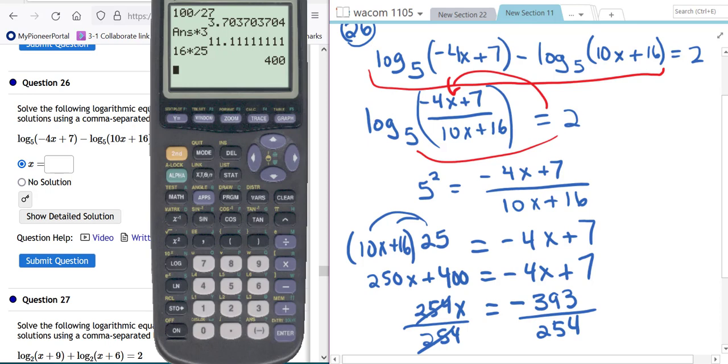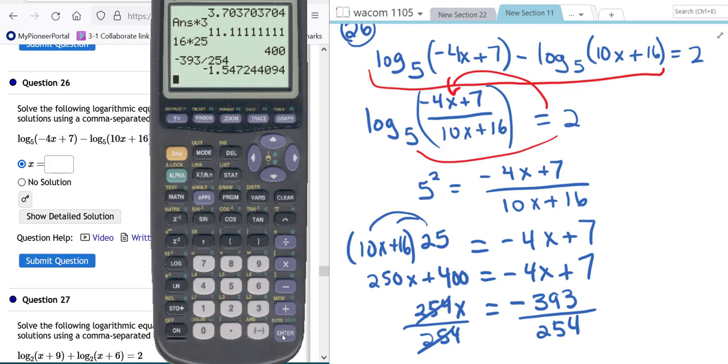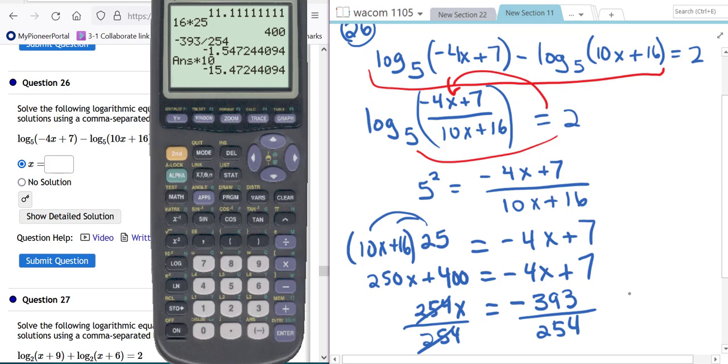All right. But this one we have to watch. Because I don't know what this value is, I am going to punch it in. So negative 393 divided by 254. Enter. All right. And I'm going to multiply times 10. All right. So it is negative 15.47. But I have a positive 16, so it's okay. That's bigger than my negative number, and so it is okay. But you have to go through that. So it does check.